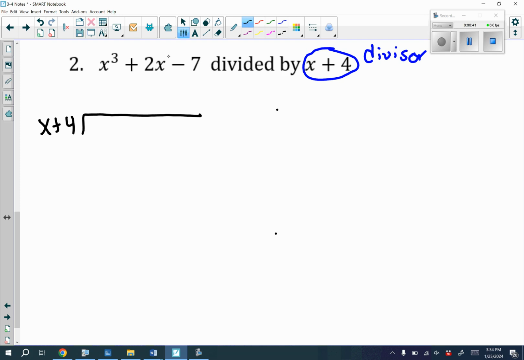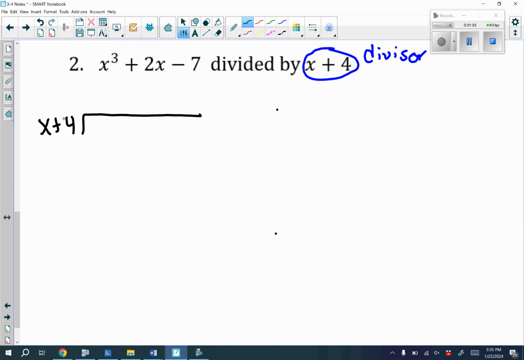I would like you guys to pause the video and try this example on your own. So figure out how would you plug this into here and how would you use long division to actually do the problem. So go ahead, pause the video and try as much as you can to try this on your own. Okay, let's see what you got.